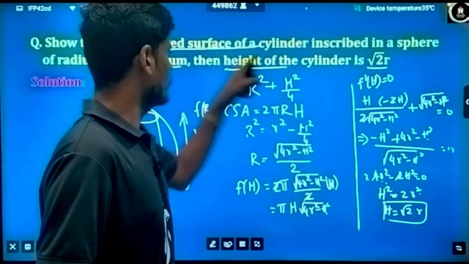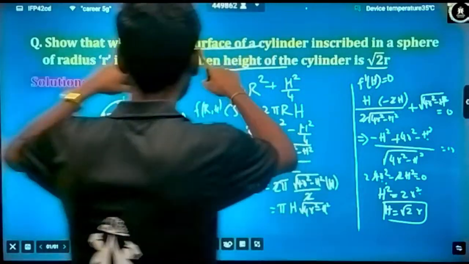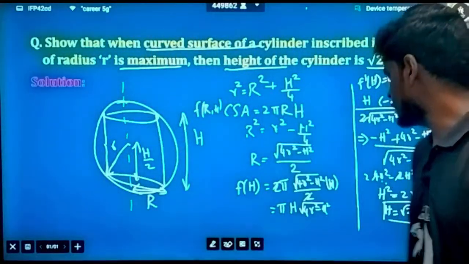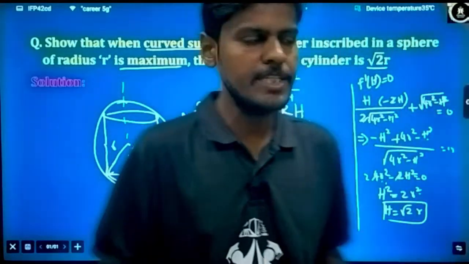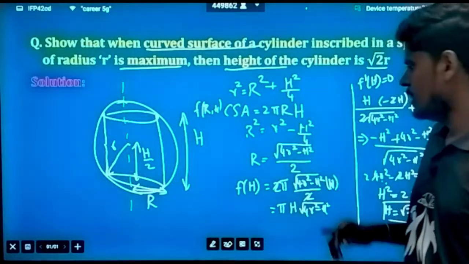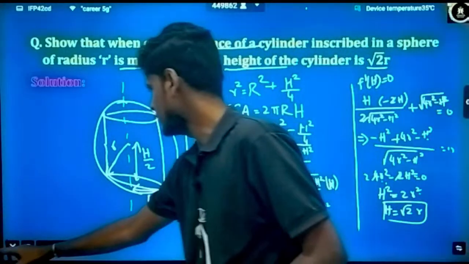Here do we get h equal to root 2 r? Yes. Proof is done. For checking if this value is curved surface area is maximum or minimum, use second derivative test. What we will do? Again differentiate, find f double dash of h and see if it is less than 0 at the critical point. So that is how we should solve. Now we will see the solution.